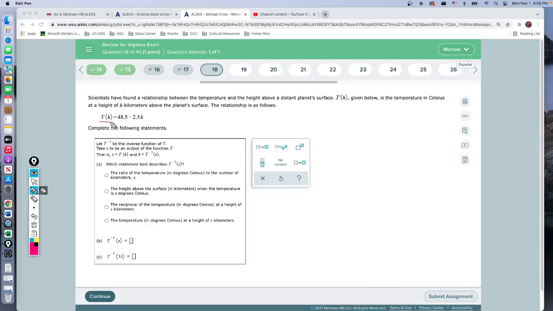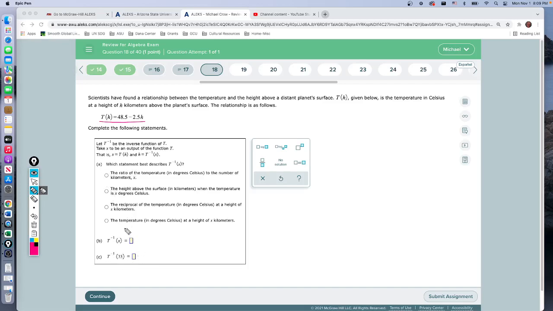There's a formula, T of H equals 48.5 minus something, so this is a linear formula. H is an input, T is an output. Before I read too much, I look at the questions. It looks like they're going to want us to find the inverse function, T to the minus 1. So we're going to need to find the inverse function, then we'll find it at 33.